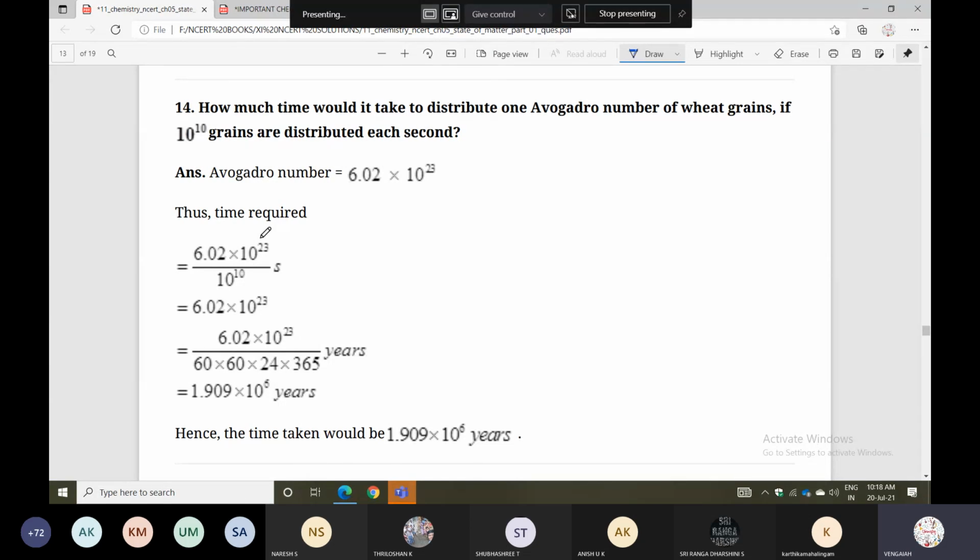Once you know how much time it will be, first you can calculate it in years, then days, then hours, like that you can go. So you should calculate the time. Based on the Avogadro's number topic, the time required will be Avogadro's number by 10 to the power of 10 seconds.